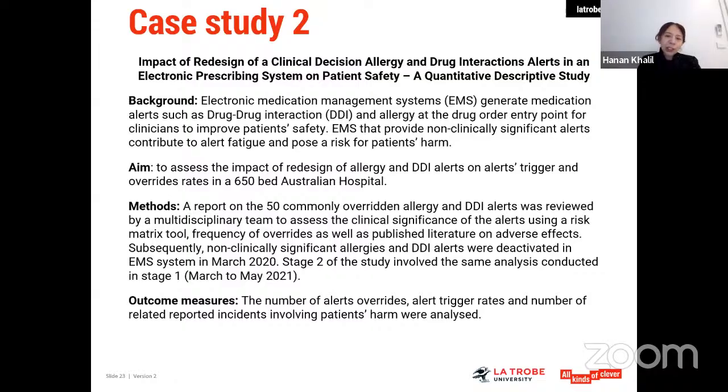So this particular project wanted to reduce the trigger alert fatigue and make sure that prescribers are actually alert to the important clinical interactions that they have to look at. So they picked 50 drug interactions and had a team of prescribers and pharmacists assess the clinical significance of these alerts using risk measures.